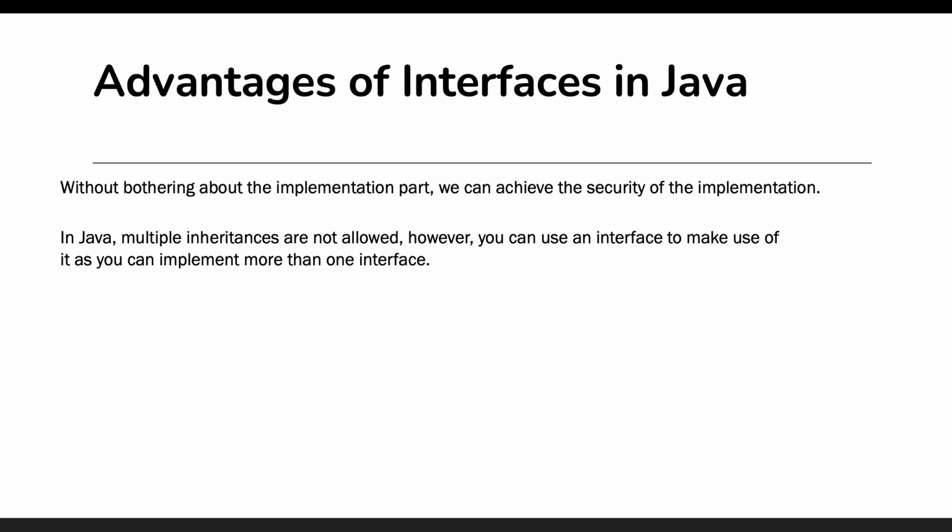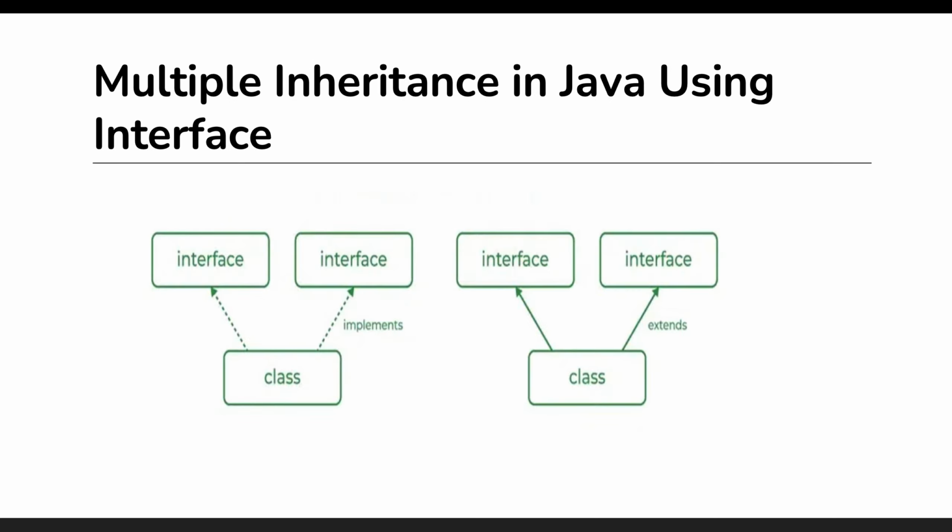Next major advantage of interface is that in Java multiple inheritance is not allowed. However, you can use the interface to make use of it, as you can implement more than one interface. Now let's see how we can achieve multiple inheritance in Java using the interface. So something like this. Let's say we have two classes. Just forget about the names, but if we are using the extend keyword to extend multiple classes, which is anyway not allowed because of the ambiguity problem.